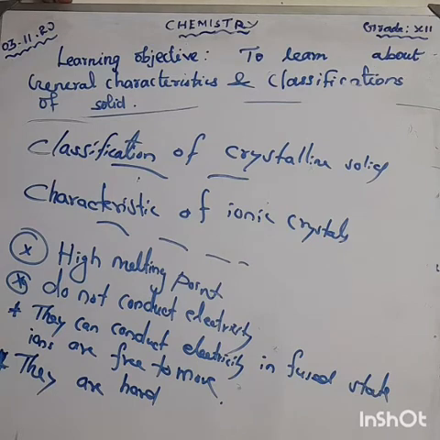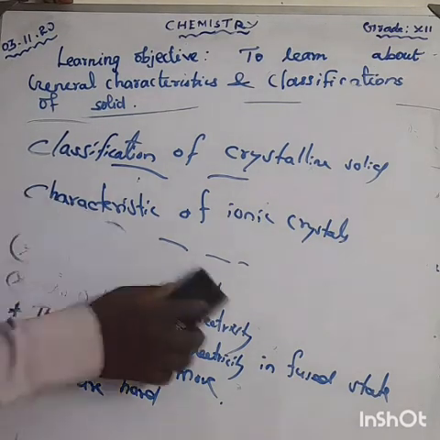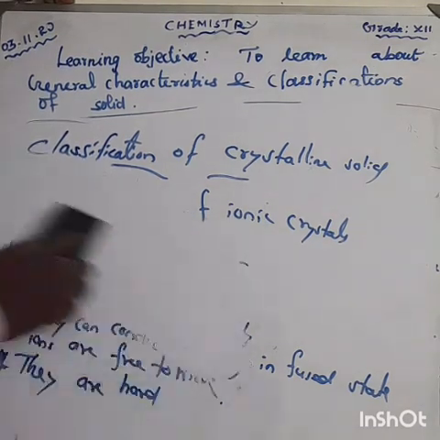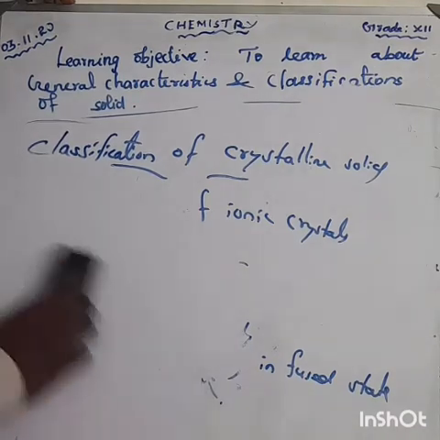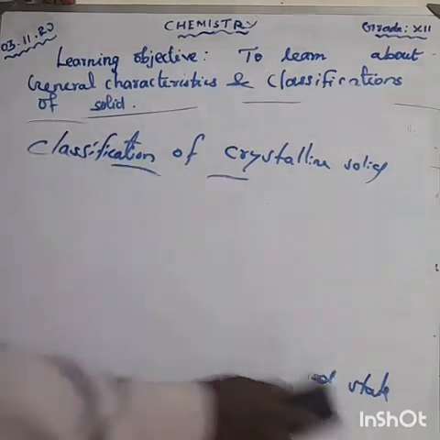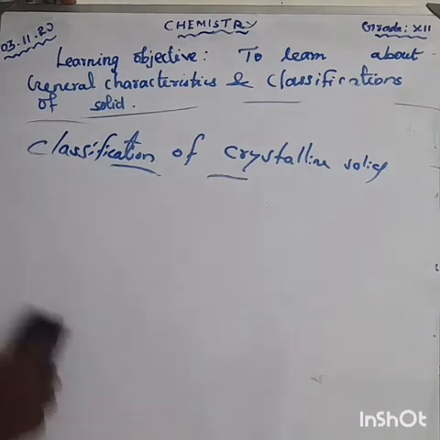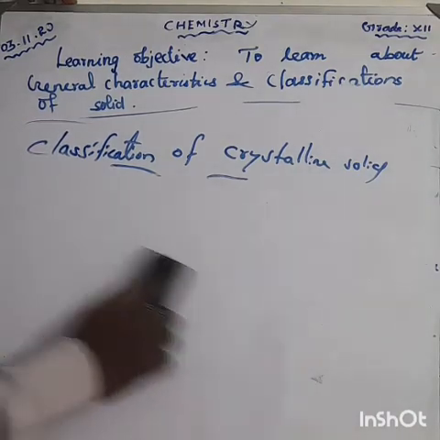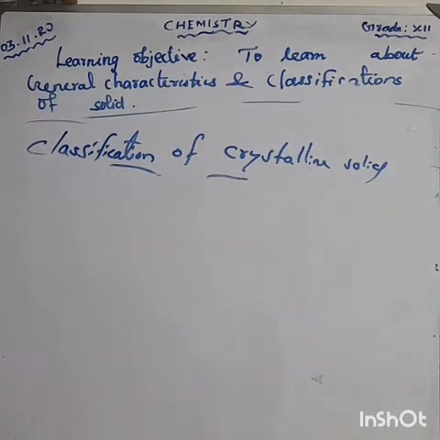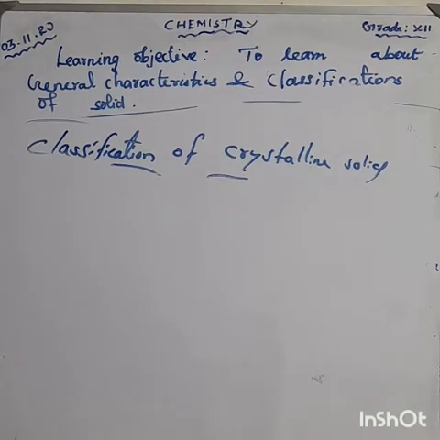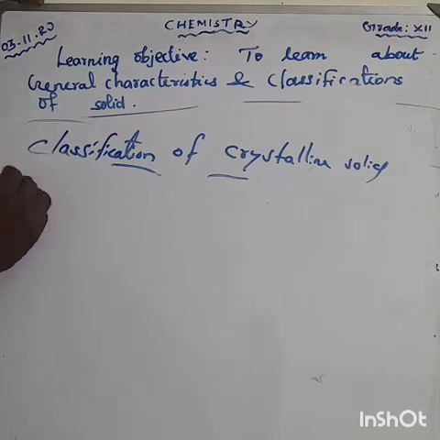Next we can discuss covalent solids. Already I told you about that. What are examples of covalent solids? There is diamond and also silica, silicon carbide, etc. These are all covalent solid examples. Next one is covalent solid.